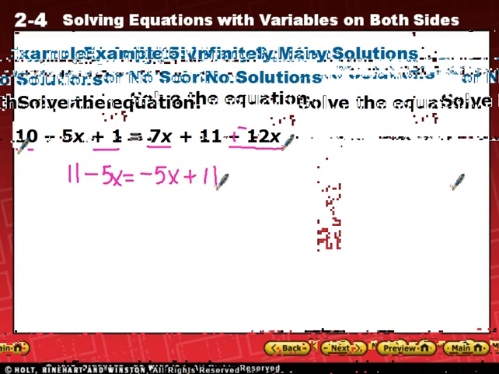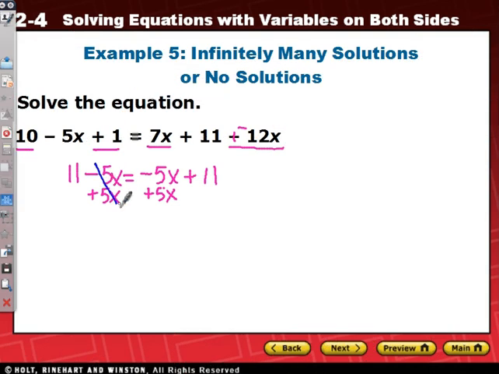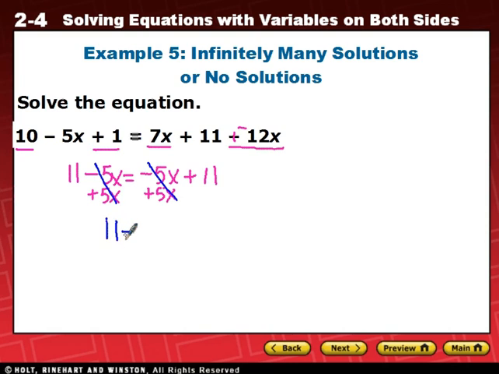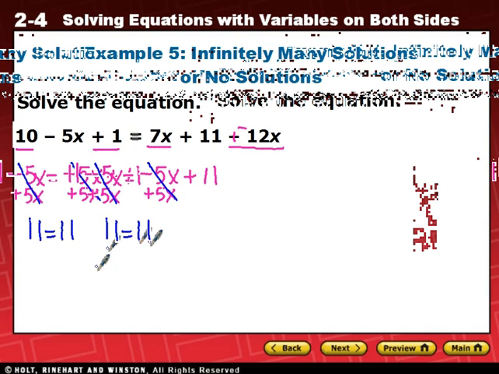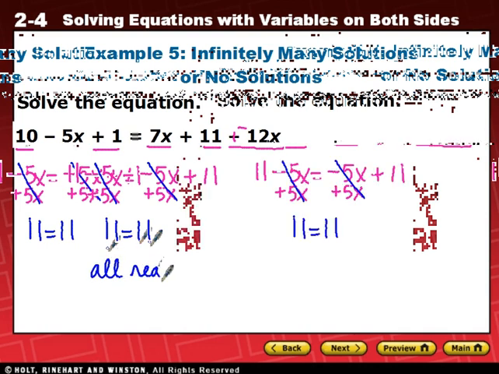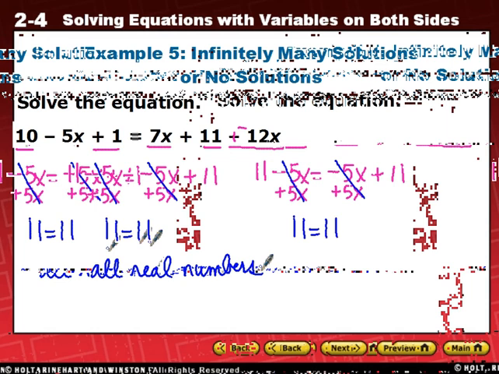If I try to get my x's together on one side, look what happens when I add 5x's to both sides. They just cancel each other out. There's no 5x's, there's no 5x's, and what's left is 11 equals 11. That's the identity. For your answer, you write all real numbers. X could be anything in the whole wide world, and no matter what, the two sides of the equation are going to be exactly the same. So that's your example for many solutions.